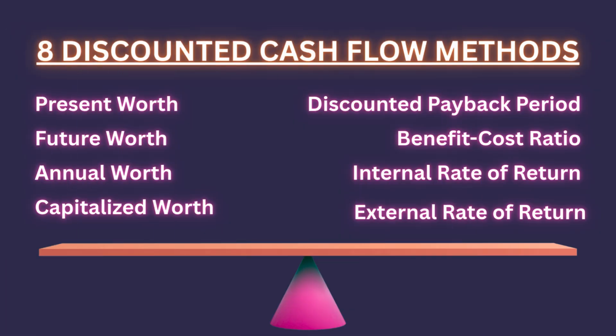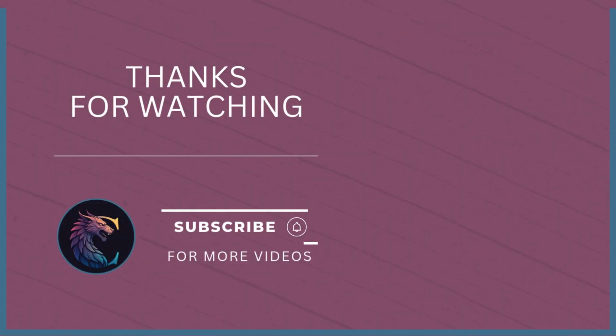So here's the big takeaway. You've got 8 methods to compare investment alternatives. Some methods rank projects, some compare increments. 6 of them are equivalent, which makes your life easier. Always consider taxes, project lifespans, and even the option of doing nothing. That's it for today's lesson.